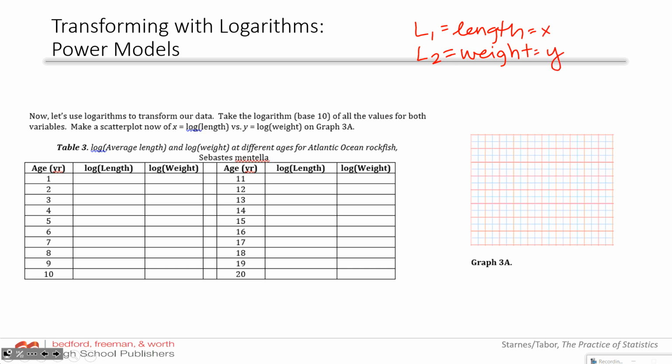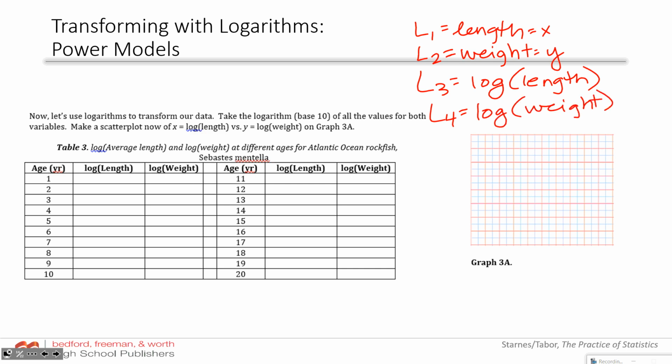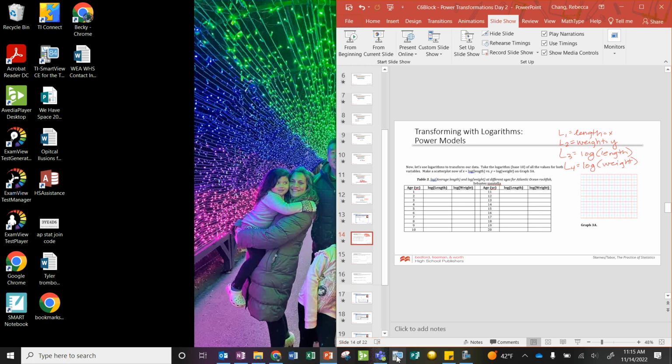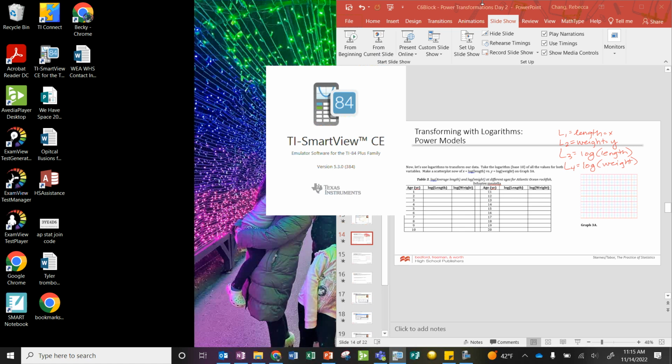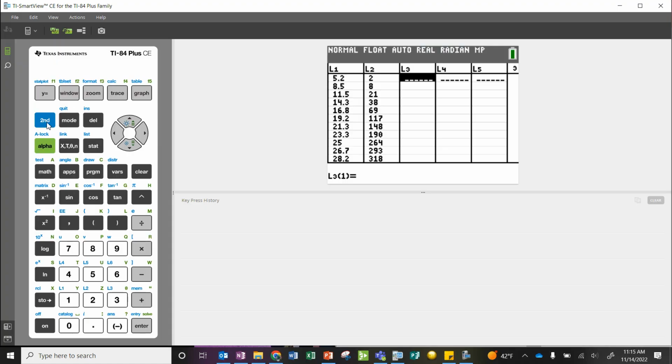And so now I'm going to use my calculator in L3. I'm going to take the log of L1, or in other words, the log of all the lengths. And then in L4, I'm going to take the log of all the weights, or in other words, the log of everything in L2. All right, so let's pull out our calculator and let's do this math.